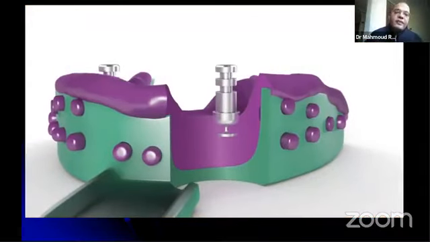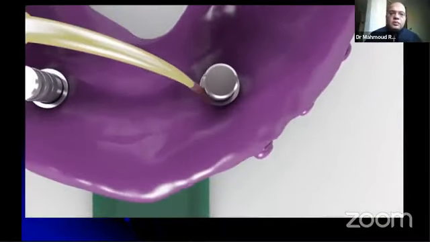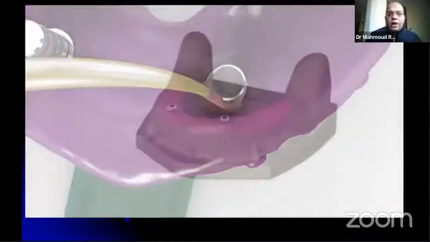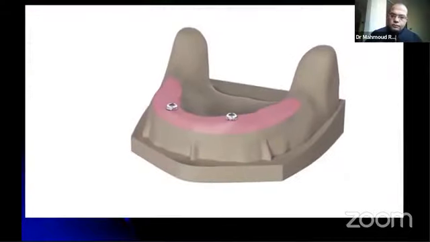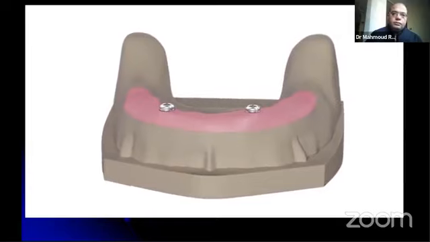Once the analogs are properly assembled, syringe soft tissue replica material around the analog. This is the soft tissue replica. Fabricate a working model using minimal expansion, high hardness die stone. Articulate the model.